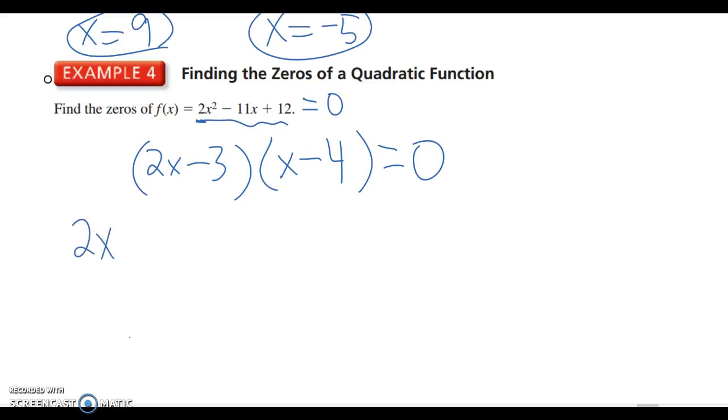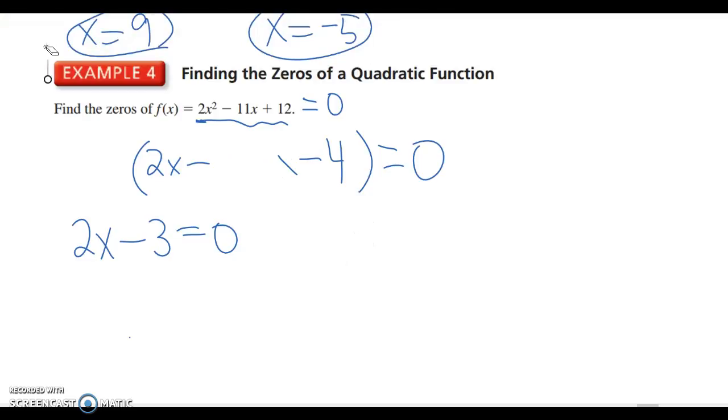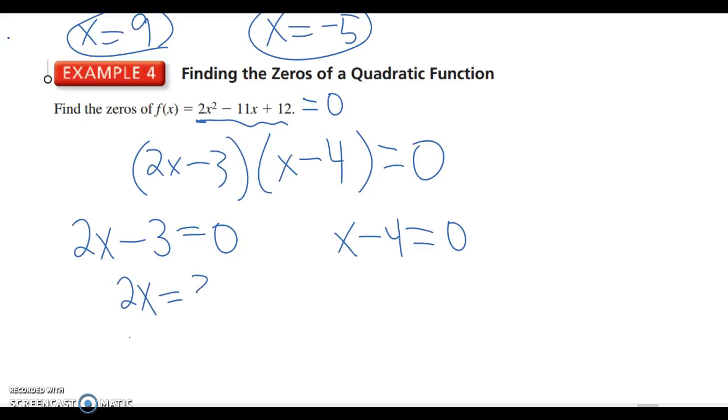So now I set each of my factors equal to 0, 2x minus 3 equals 0, and x minus 4 equals 0, and solve for x. And leave x as a fraction in your final answer here. You could say 1.5, but I'm going to leave it as a fraction.